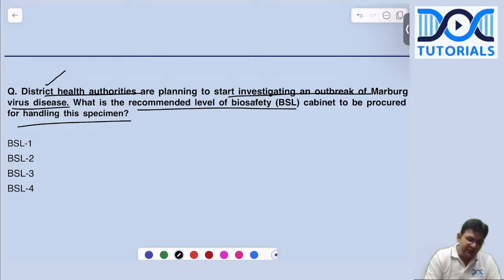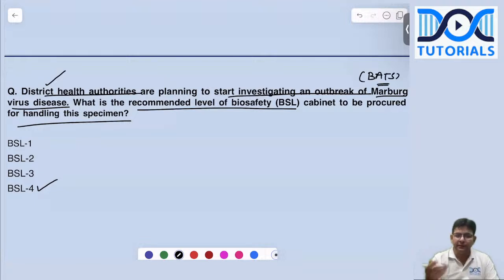Answer is BSL4, guys. Marburg and Ebola are to be handled in biosafety level 4, the highest level. They are hemorrhagic viruses. They cause hemorrhagic fevers, and spontaneous deaths are also reported. And Marburg is also associated with bats. Recently, like now currently in Africa, Marburg is going on and causing disease and deaths. So BSL4 is all about Marburg and Ebola.